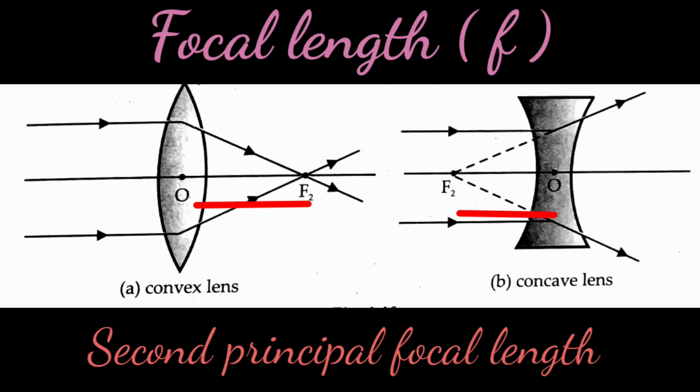Second principal focal length. The distance between the second principal focus and the optical center of a lens is known as second principal focal length. OF2 is the second principal focal length represented by f2. When both the refracting surfaces have equal radii of curvature, first principal focal length is equal to the second principal focal length. Hence, f1 equals f2.